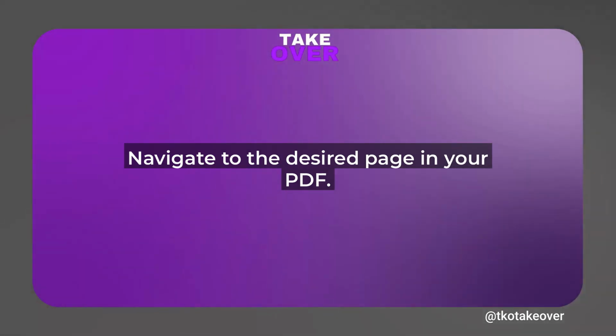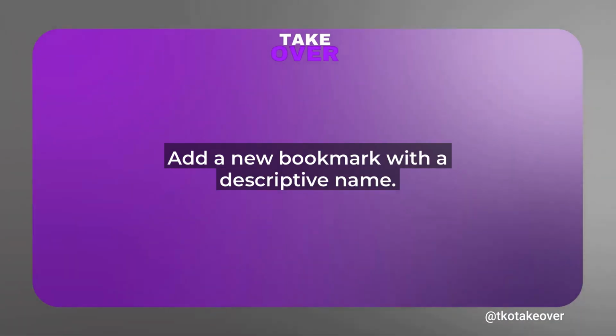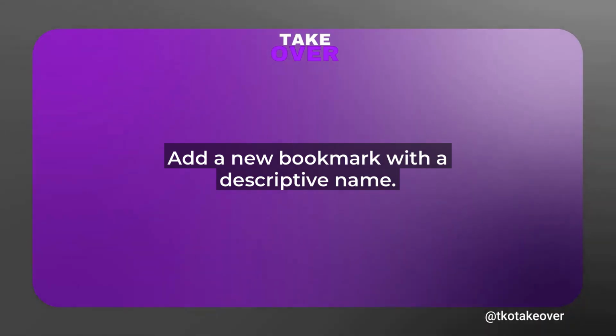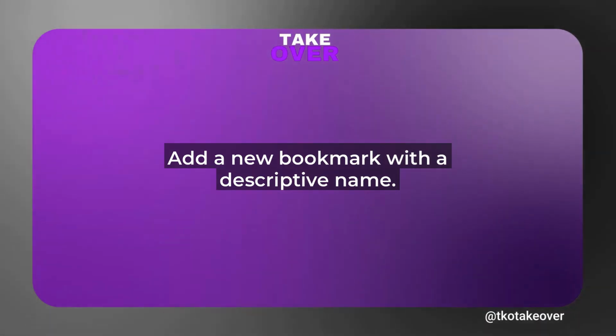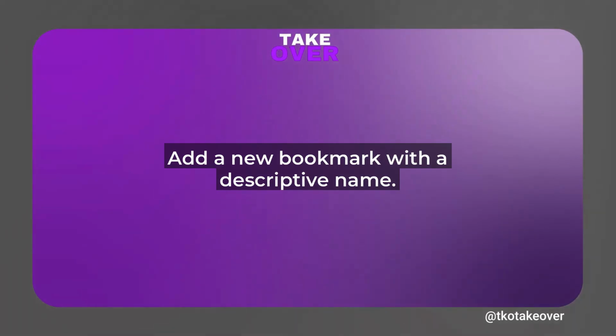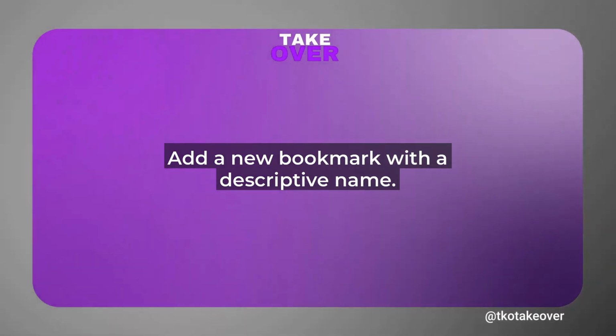To add a bookmark, simply navigate to the page or section you want to mark in your PDF. Right-click in the Bookmarks panel and select New Bookmark, or use the shortcut if available. Give your bookmark a clear, descriptive name, like Chapter 1 Introduction, so it's easy to find later.